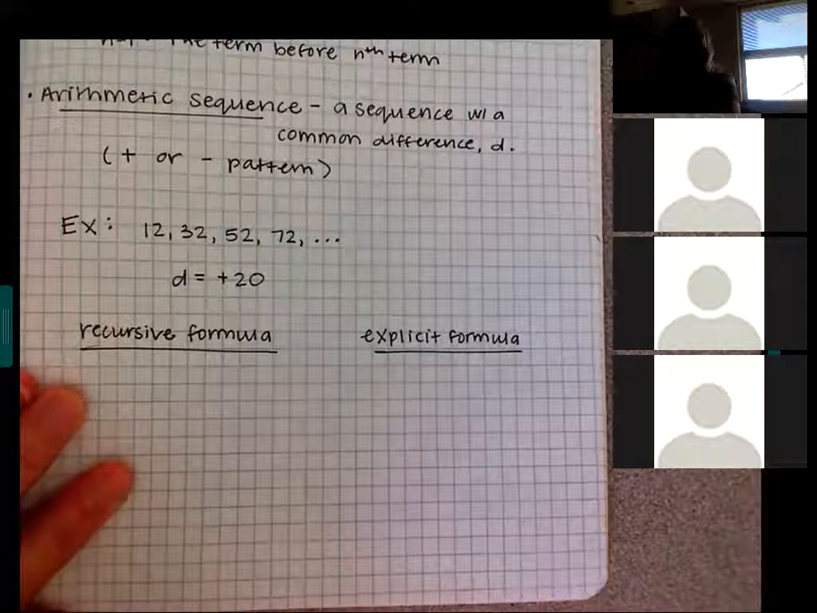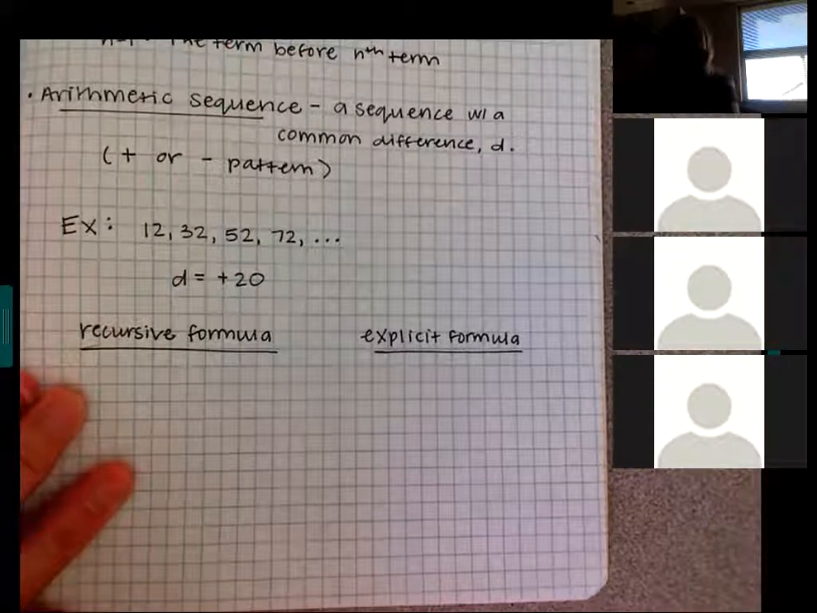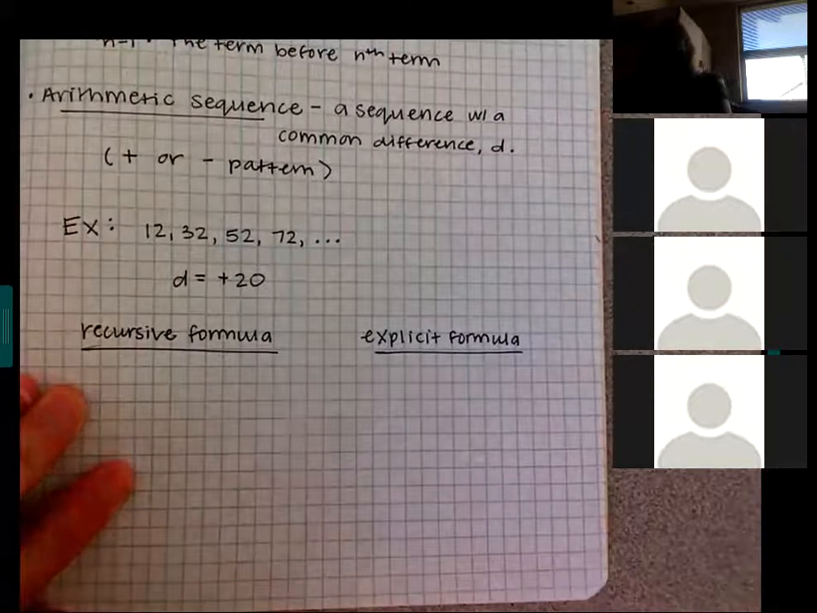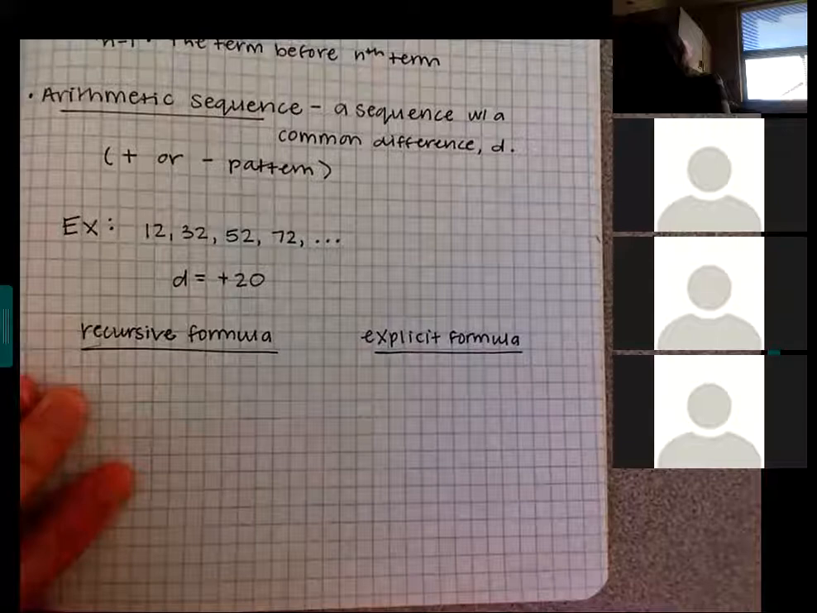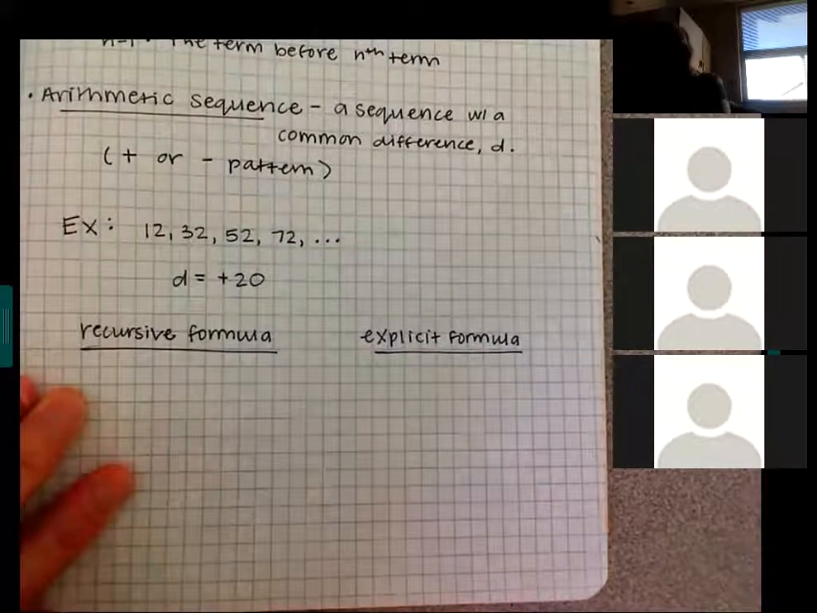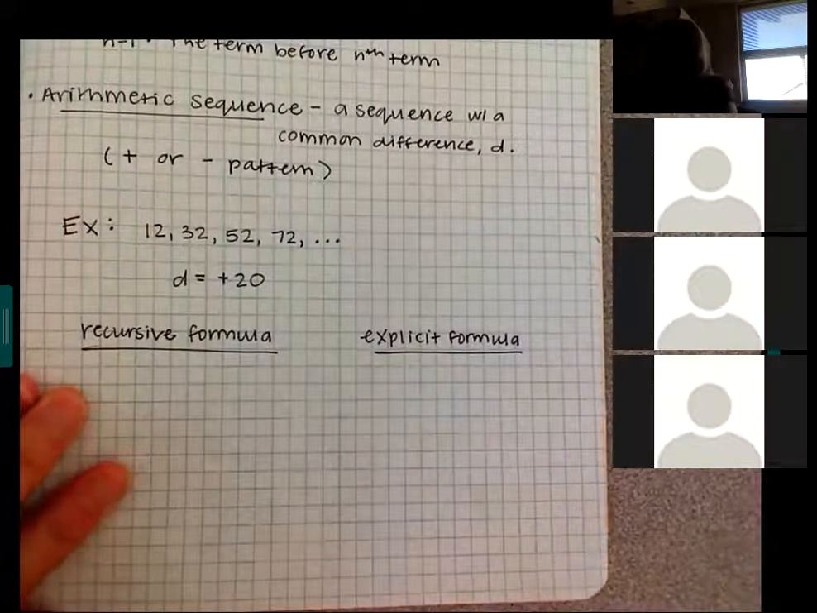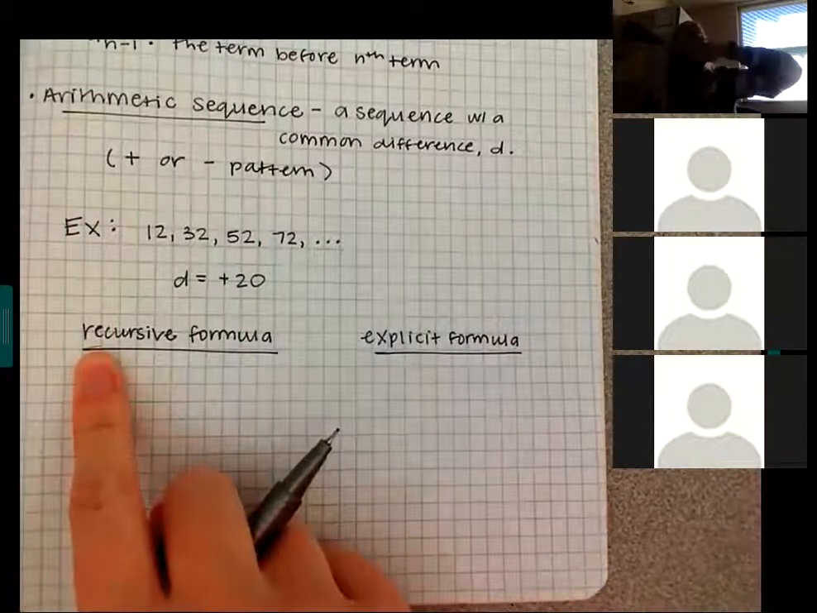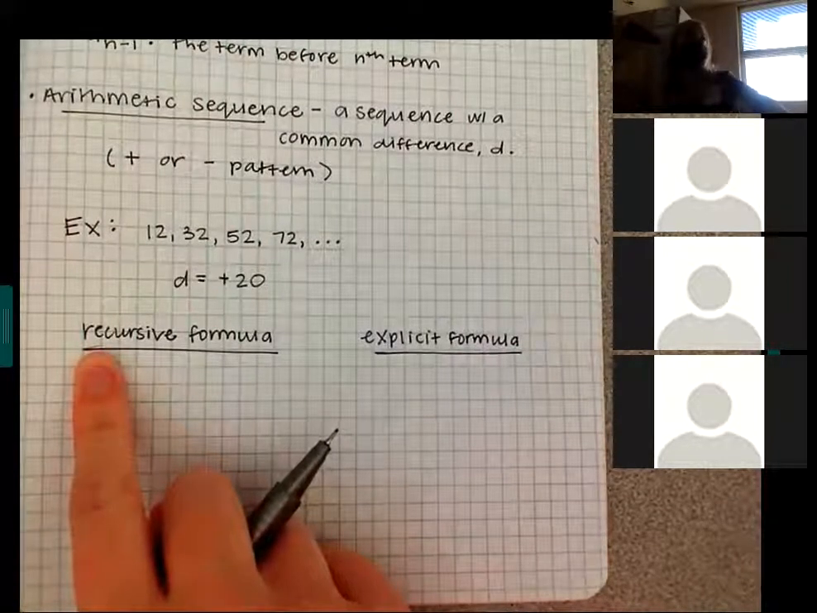All right, let's talk about the recursive formula. Do you guys know what the word recursive means? Do y'all know what cursive means? Some of you are like, I know of cursive handwriting. That's actually where this comes from. What does cursive handwriting do? What does each letter do? It connects and it continues, right? So cursive means it continues. Re means whatever came before it, right? So we're continuing whatever came before that term.